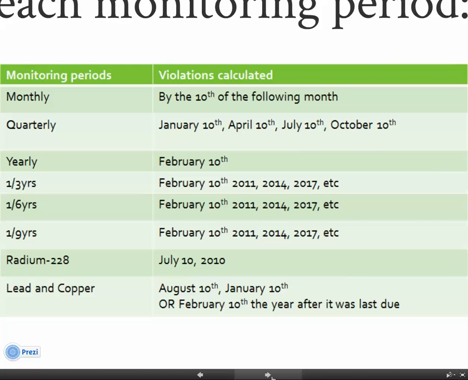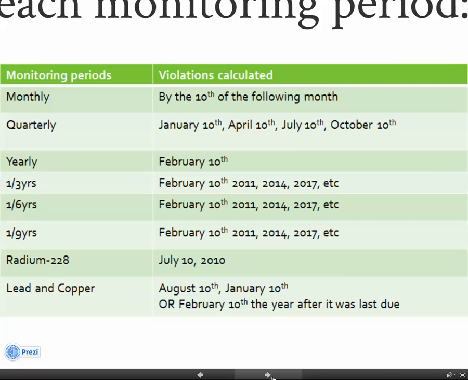Quarterly violations, we operate on the calendar quarter. So the first calendar quarter is January through March. And at the end of that calendar quarter, we figure out those violations by April 10th. The second calendar quarter is April 1st through the end of June. And we check for violations for that quarterly sampling by July 10th. The third calendar quarter is July 1st through September 30th, and we calculate those violations by October 10th. And then the last quarter of the year is October 1st through the end of the year, and we calculate those violations by January 10th.